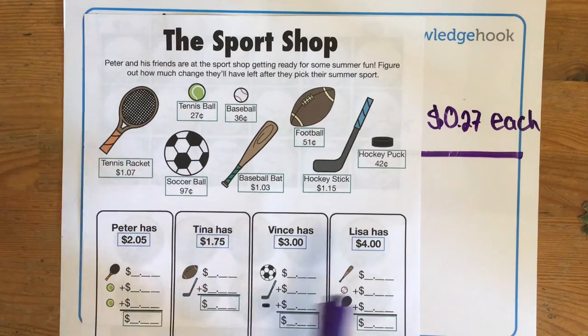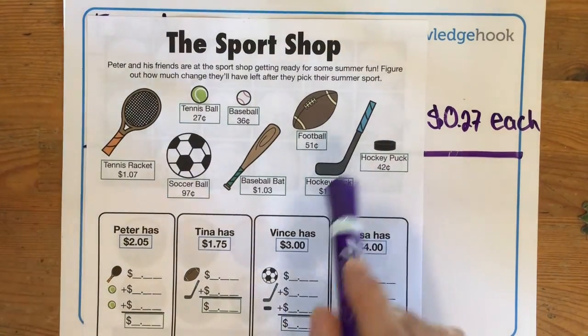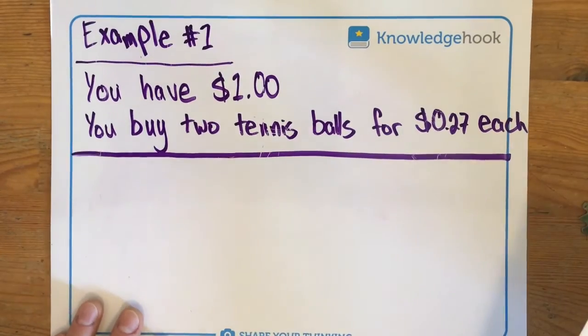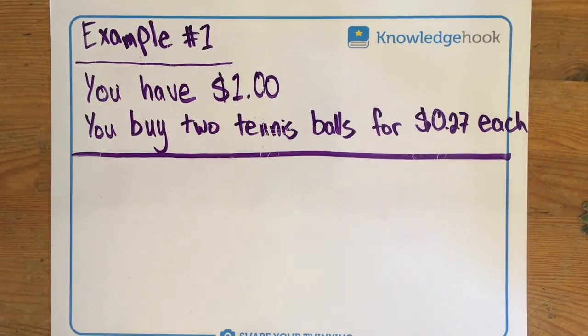So this first one is not even on the worksheet, but I made this problem up using the prices that we see here. So I said, you have $1. You're going to buy 2 tennis balls that cost 27 cents each. So there are a couple of things we have to do in order to solve this problem. First of all, we need to figure out how much we're spending all together. So we need to find out how much not 1 but 2 tennis balls are going to cost. So I'm going to do some addition for that.